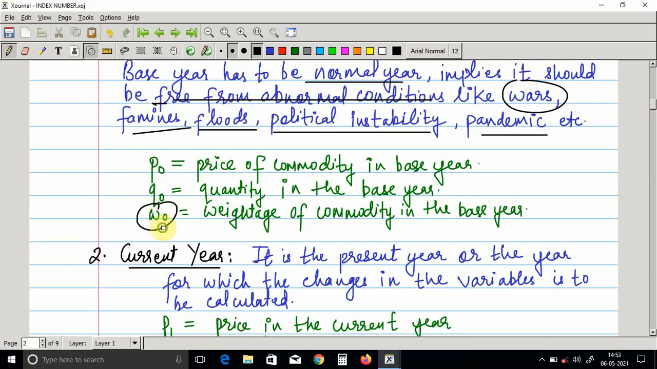This W naught is the weightage. I need this weightage. Usually weightage is the same as quantity. Okay, but let me mention W naught here. This is the weightage and this is the quantity. In some examples I am going to use these two as the same thing.